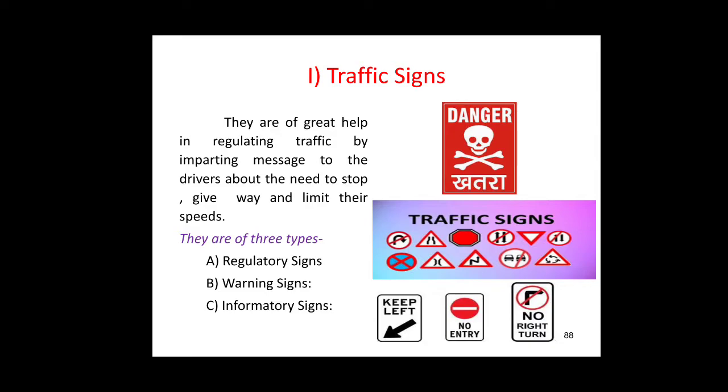The traffic signs are of great help in order to regulate the traffic by imparting the message to the drivers about the need to stop, give way and limit their speed. And the traffic sign makes the driver aware of the conditions or the dangers on the site. They are of three types. First is a regulatory sign, second is the warning sign, and third is the informatory sign.